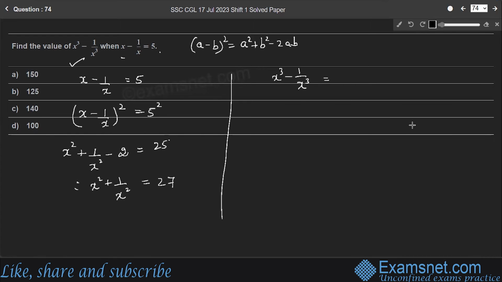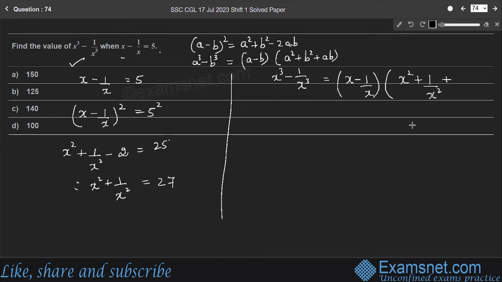So which is in the form of a cube minus b cube. So we all know the formula for a cube minus b cube, which is a minus b into a square plus b square plus ab. Apply the same formula. A minus b is x minus 1 by x, into a square is x square plus b square is 1 by x square plus ab. A into b is x into 1 by x.